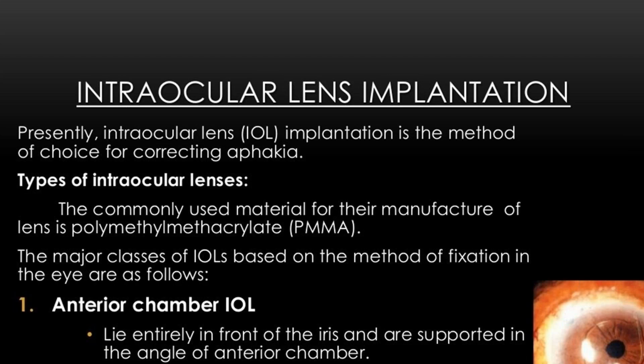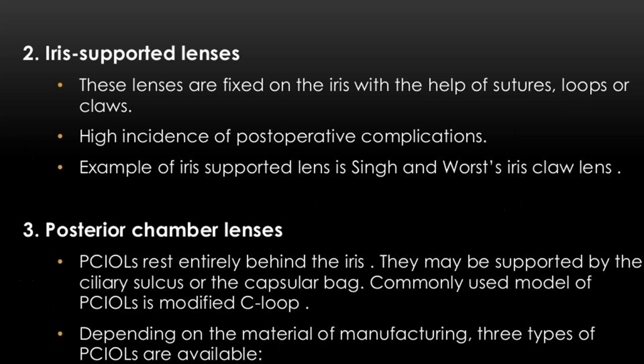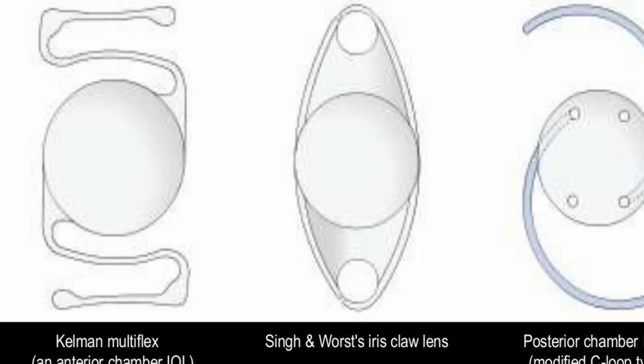So in intraocular lens implant, presently IOL implant is the method of choice for correcting aphakia. The different types of IOLs: the commonly used material for the manufacture is PMMA. The major classes of IOLs based on the method of fixation are either anterior chamber IOL, posterior chamber IOL, or iris supported lenses. So these are the different types. Right? So that is it.